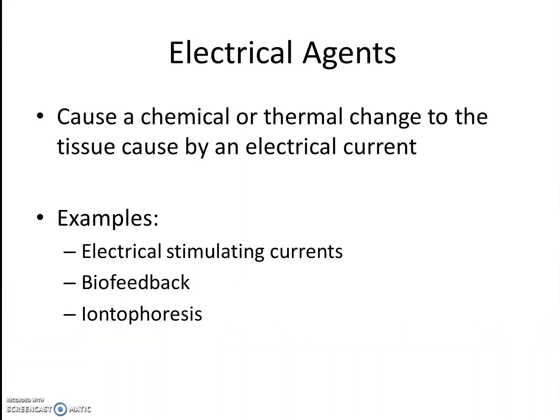Moving on to our electrical agents. Electrical agents cause a chemical or a thermal change to the tissue that is caused by some type of electrical current. I know we've already talked about electrical current within our electromagnetic agents, but like I said, oftentimes our modalities fall into several different categories. So specifically our electrical agents, examples include our electrical stimulating currents, biofeedback, and iontophoresis.